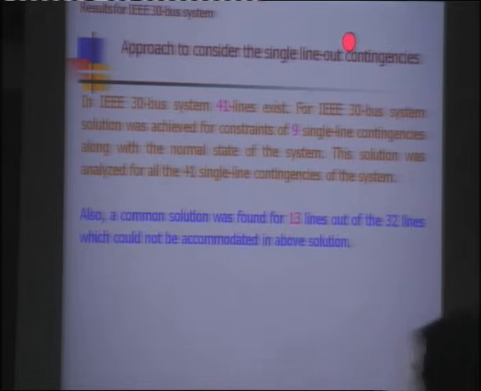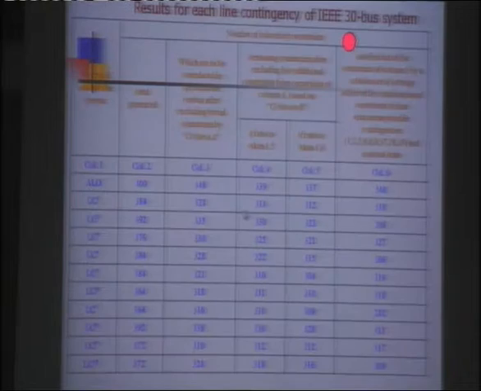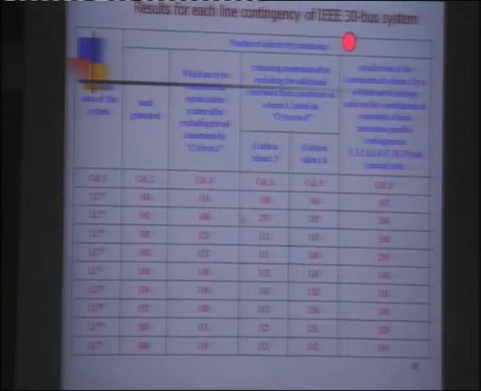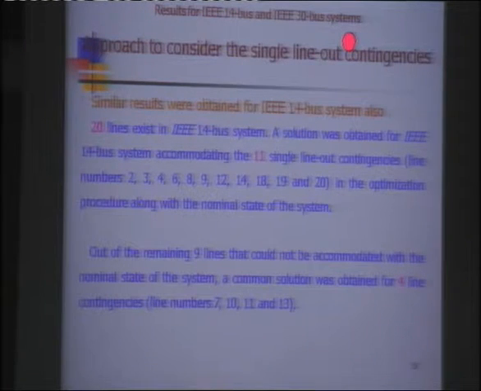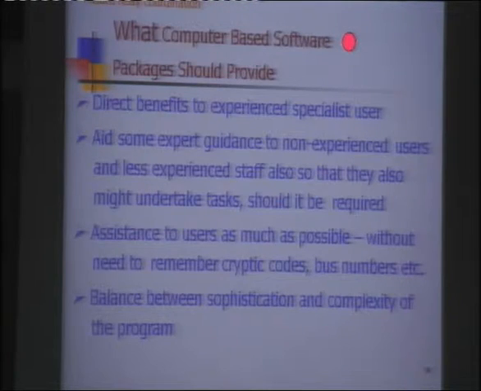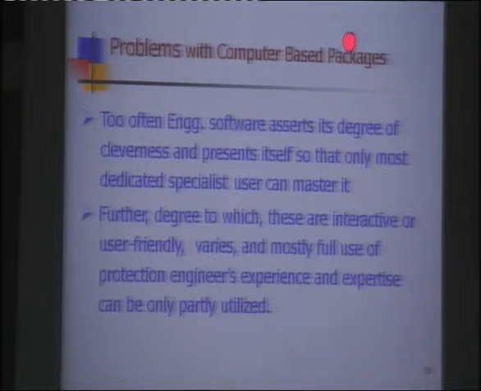So what we try is to find a solution, let us say with 41 lines, then we deliberately take out one line, and with the remaining 40 lines we find another solution. Then we join that first line back and take out another line, making it still 40, but the disconnected line is different. Sequentially we do this, and then we try to find a solution. We observe that it is not possible to consider all the single line out contingencies.